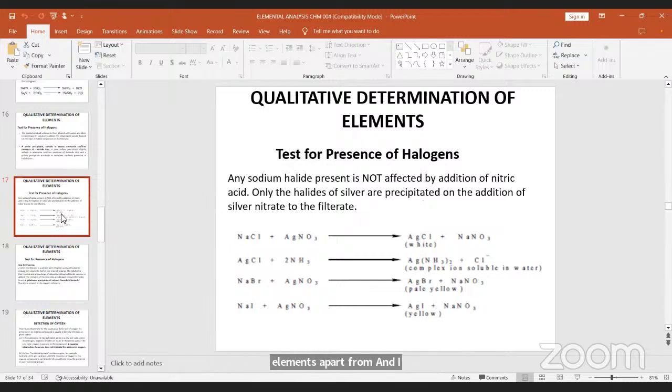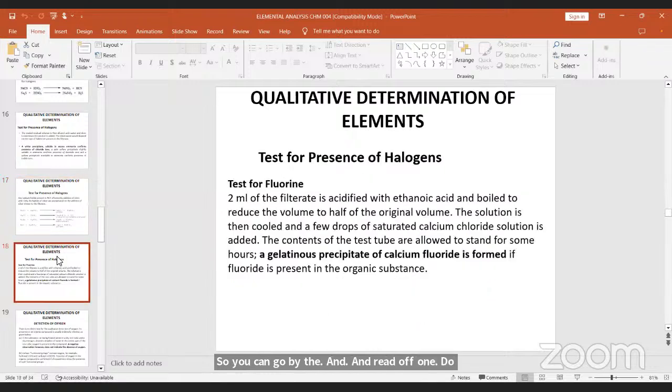So these are simple tests to determine the presence of these elements, apart from carbon and hydrogen, that will be determined initially. So for those other series of halogen, you can see some of the reaction as stated. So you can go over them and read up on the rest of it.